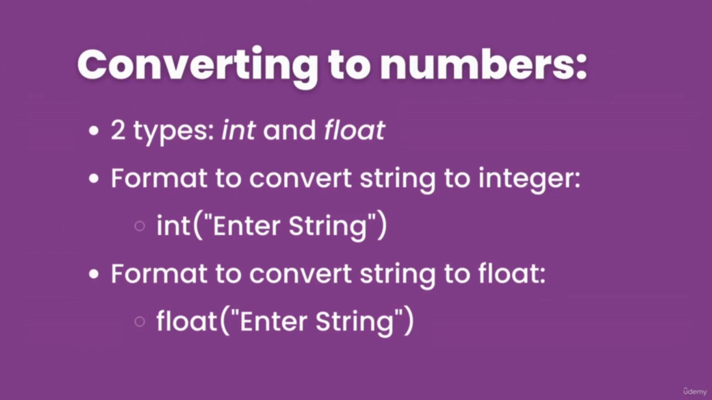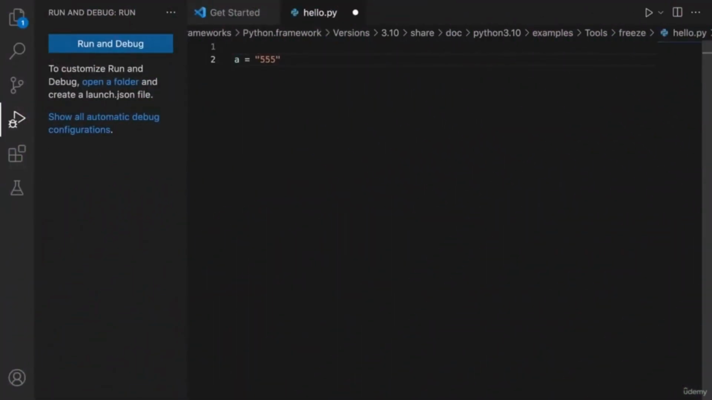You just have to write int, open brackets, open quotation marks, and enter the string you want converted to an integer. Or you can write float, open brackets, open quotation marks, and enter the string you want converted to a float. Let's say I have the string 555 stored in the variable a.